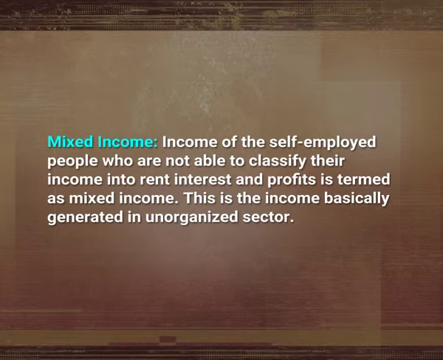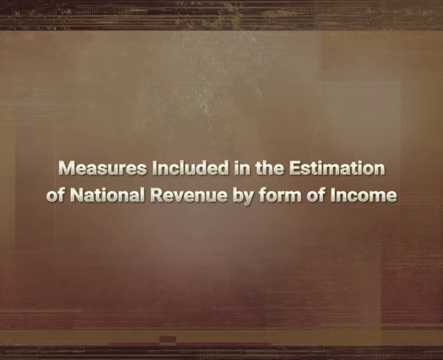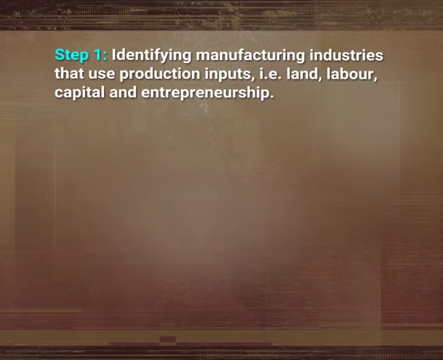This is the income basically generated in the unorganized sector. Measures included in the estimation of national income by the income method. The measures involved in the calculation of national income via the income method are as follows. Step 1, identifying manufacturing industries that use production inputs, that is land, labor, capital and entrepreneurship.